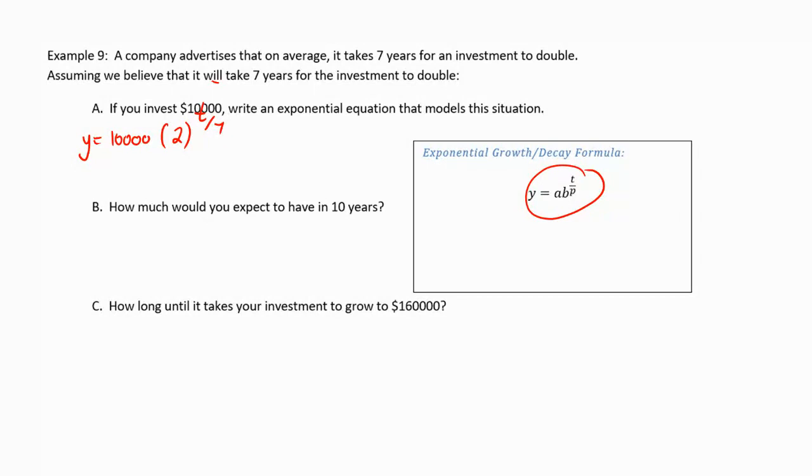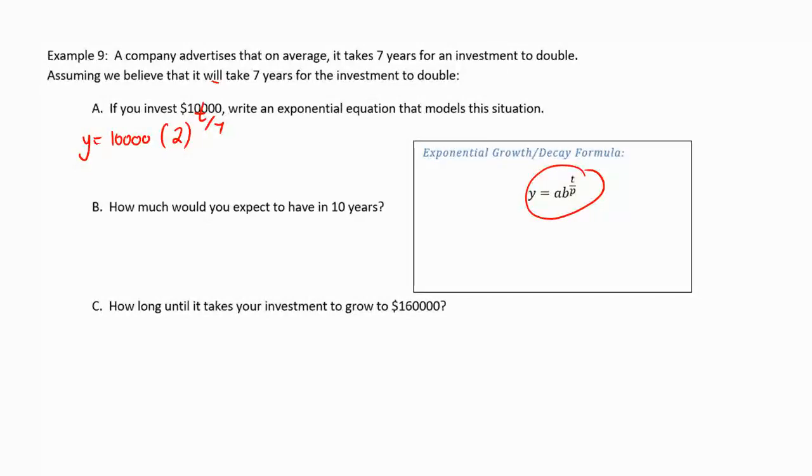Now why is it t over 7? Because if t equals 7, that means I have 7 over 7, which means my amount is doubling once. If t equals 14, 14 divided by 7 is 2, which means we're doubling twice. If t equals 35, 35 divided by 7 is 5, which means my amount is doubling 5 times. Okay, so this can be our equation.